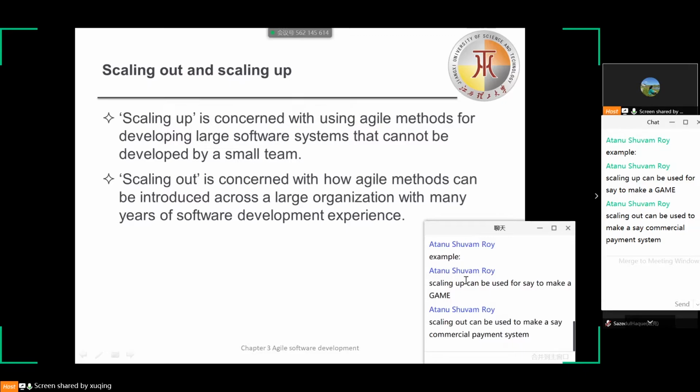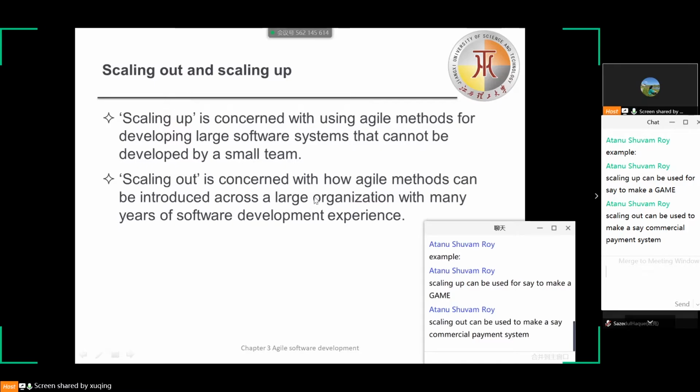In fact, I was confused by these two perspectives at first too. And when I think it over, I think that these two perspectives come from different cultural opinions. Scaling up is an expansion of agile methods. It is concerned with using agile methods for developing large software systems that cannot be developed by a small team, because usually agile methods are for developing small or medium software systems, but we extend this method to large software systems. I think this is the perspective of scaling up.